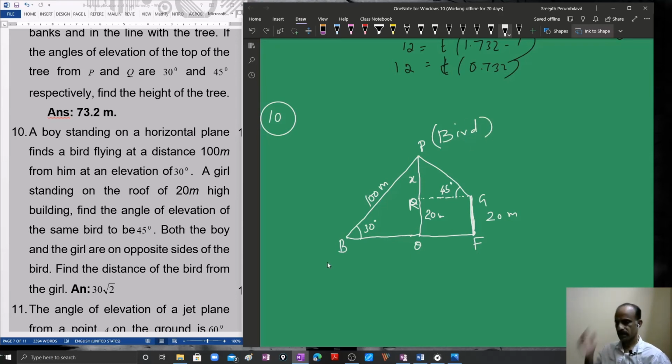Now a boy is standing here. This is the boy, and this is the girl. So I repeat the question. I come back to the question.